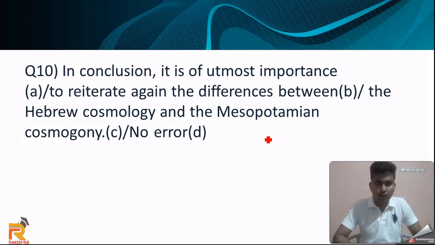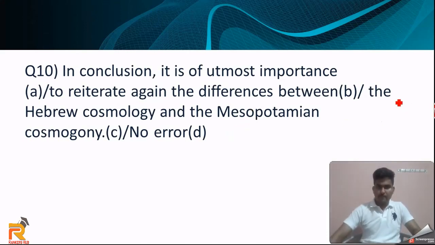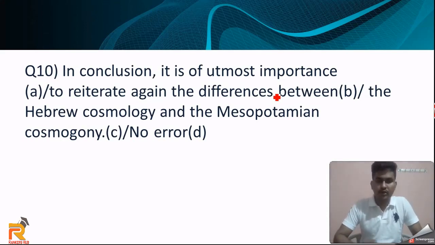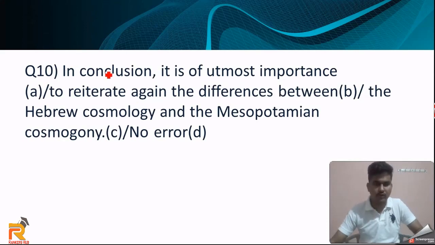Well, I hope you have answered it. Let us cross check it now. Okay, the last sentence. In conclusion, it is of utmost importance to reiterate again the differences between the Hebrew cosmology and the Mesopotamian cosmogony. Well, guys, what is the problem in this sentence? The sentence is looking lengthy, but the answer can be found with minimum awareness of the English language. Guys, use common sense now. What is used? "Reiterate again" is used in this sentence.